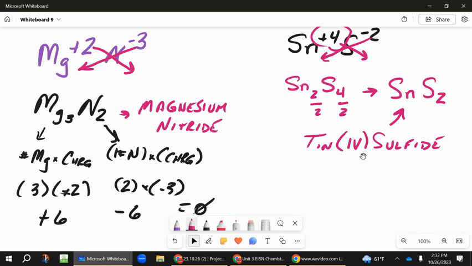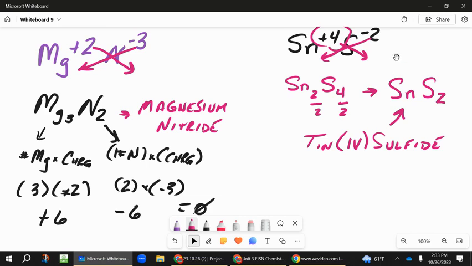We only need Roman numerals when we are writing the name of something that could have more than one oxidation state or charge. Okay? So again, I will let you know when that is happening. Questions? Okay. Well, today, ladies and gentlemen, we are going to move on to our next thing.